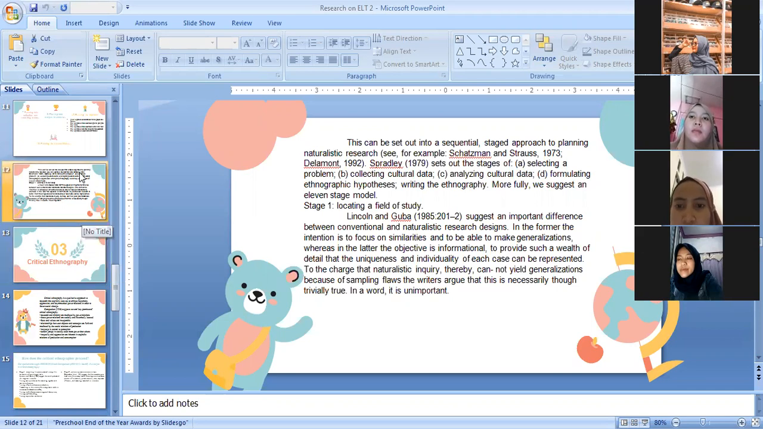To provide such a wealth of detail that the uniqueness and individuality of each case can be represented. To the charge that naturalistic inquiry thereby cannot yield generalization because of sampling flaws, the writers argue that this is necessarily trivially true. In a word, it is unimportant.